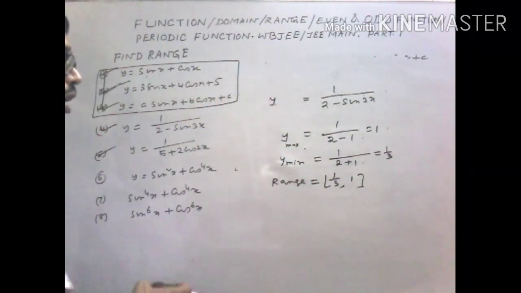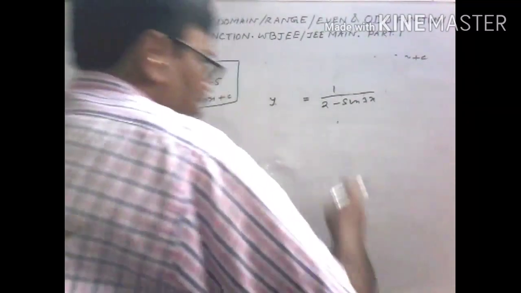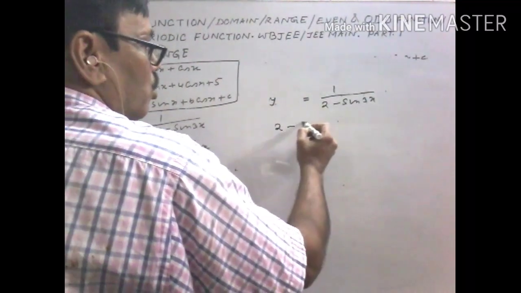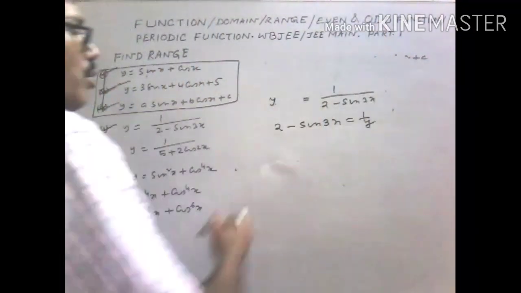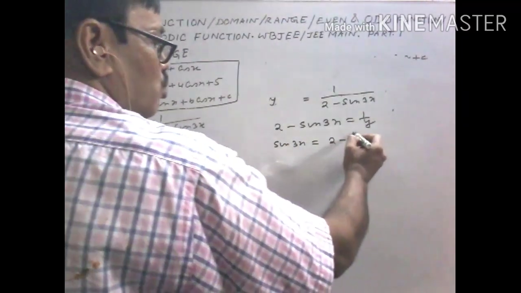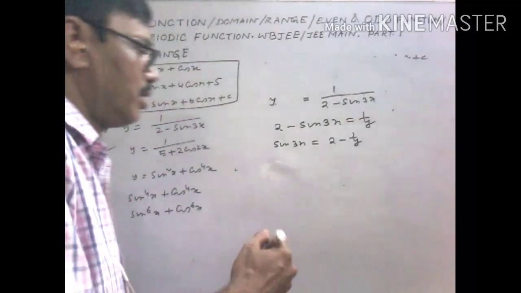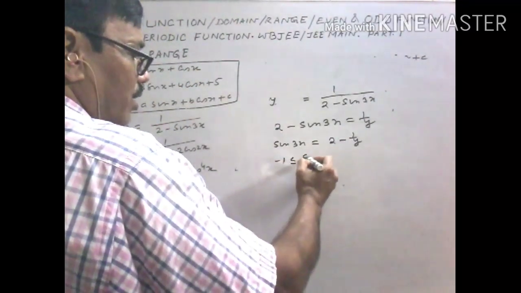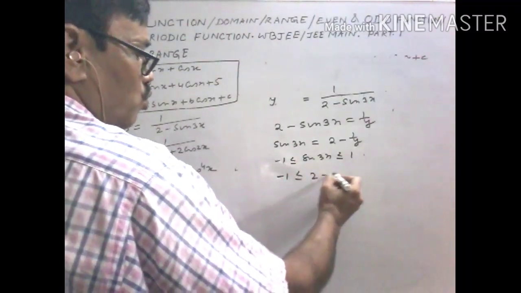So what is the alternative one? Express sin 3x in terms of y. So y equals 1 by 2 minus sin 3x, taking the reciprocal, 1 by y equals 2 minus sin 3x. So sin 3x is 2 minus 1 by y. This one is the general method. Minus 1 lesser than or equal to sin 3x lesser than or equal to 1.